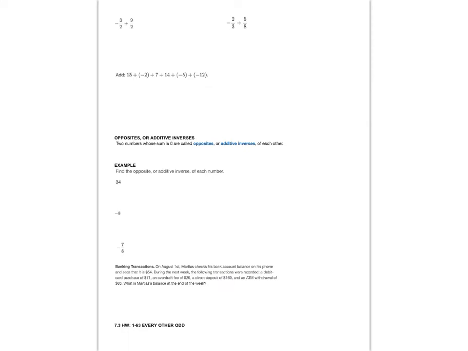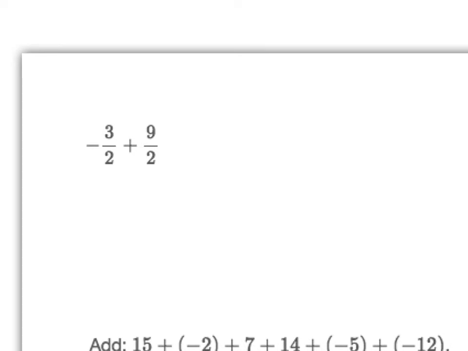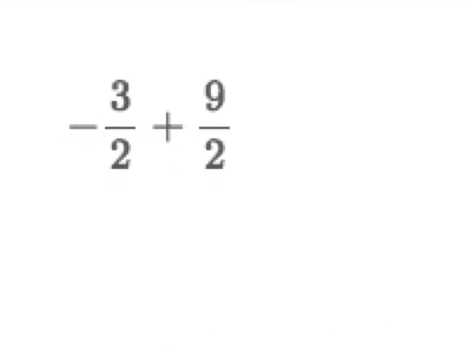All right, so let's jump right in here to some work on fractions. One of the things I wanted to talk about is adding and subtracting fractions before we jump into positive and negative numbers. Let's take a look here. You've got negative 3 halves plus 9 halves. Now you already have a common denominator of 2, and that's good. So we don't have to manipulate this in any way.